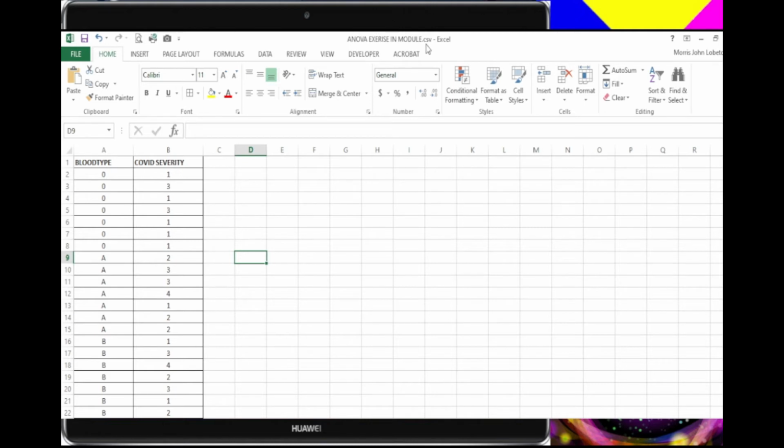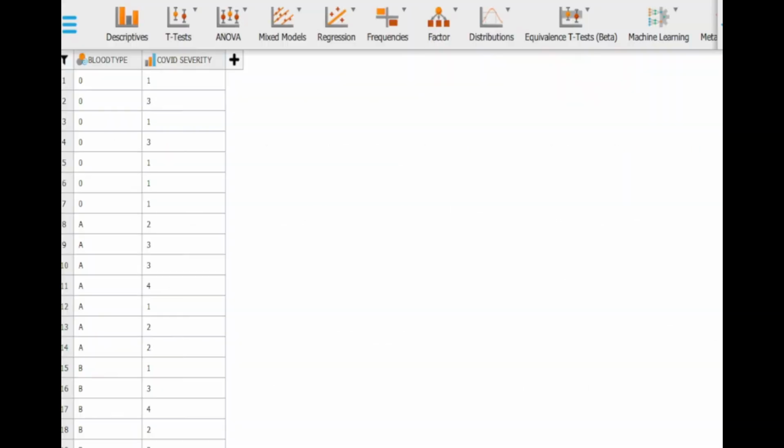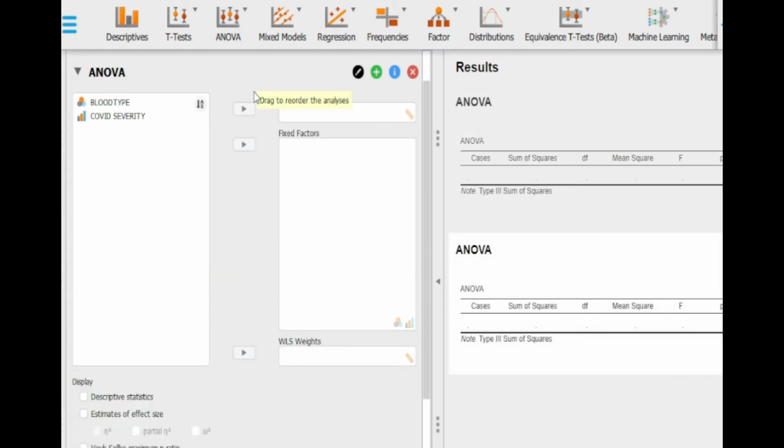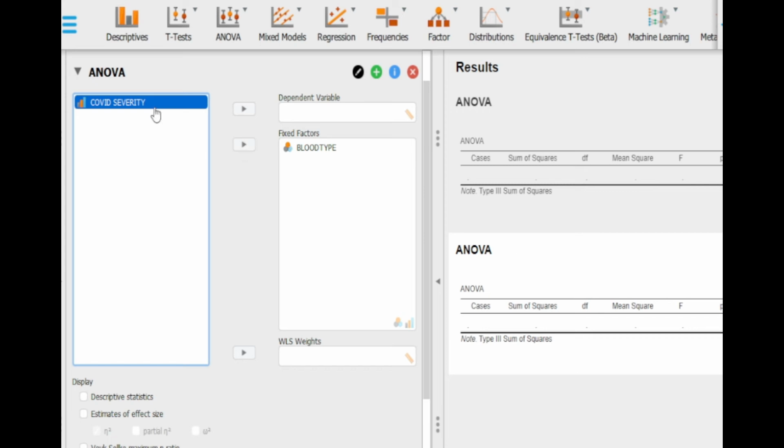Look at this file name, that's CSV. After that, you open now your JASP. This is our data: we have blood type, then COVID severity. So what are we going to do? We're going to go to ANOVA. Our fixed factor here would be the blood types, because that is our categorical variable. Our COVID severity is our dependent variable, because this is a continuous variable.